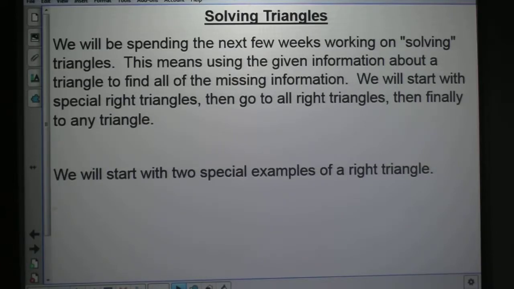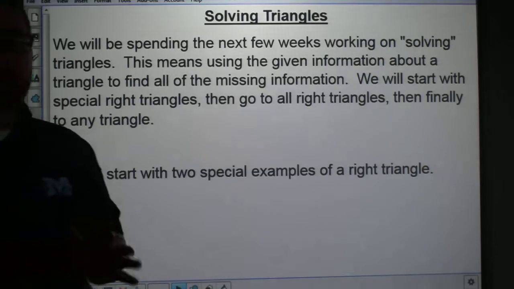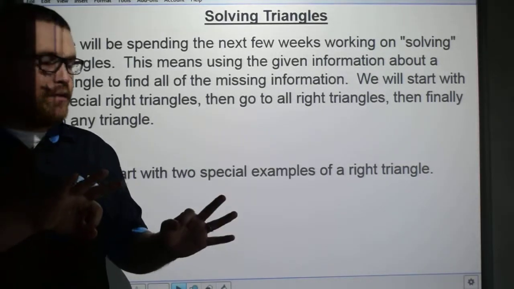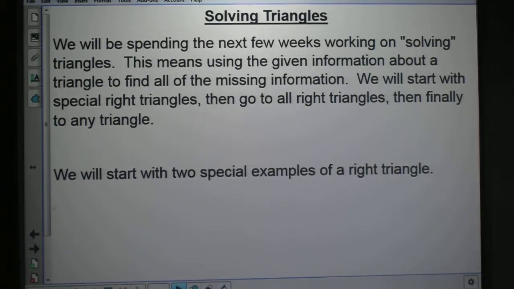We're going to spend a lot of time talking about solving triangles. To solve a triangle means to find all the given information about it. There's 6 pieces of information for a triangle. You have 3 sides, you have 3 angles. We need at least 3 things to find the other 3. We're going to start with special right triangles, then we're going to go to all right triangles, and then we're going to go to any triangle.